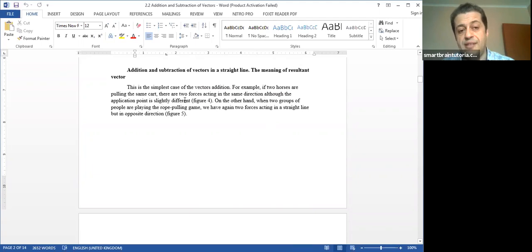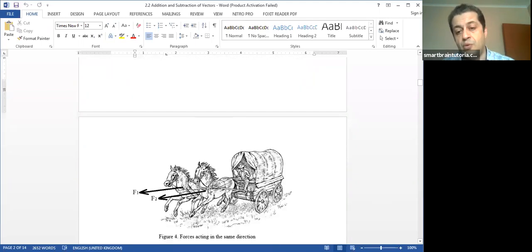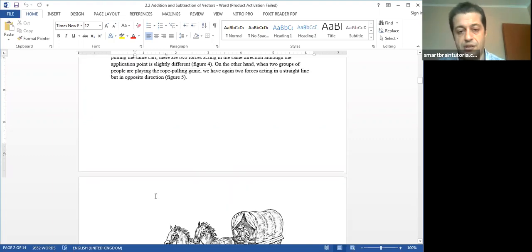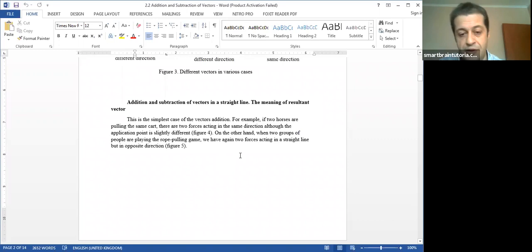Although the application point is slightly different, because we said that in physics the application point is important as well, not only the magnitude, direction and the unit. So since these two vectors are parallel, we can place them one after another and obtain the sum of these two vectors. For example, if the first vector is 200 newtons and the second vector is 300 newtons, they show both forces. The resultant vector will be 200 plus 300, which is 500 newtons, if we illustrate it with numbers.